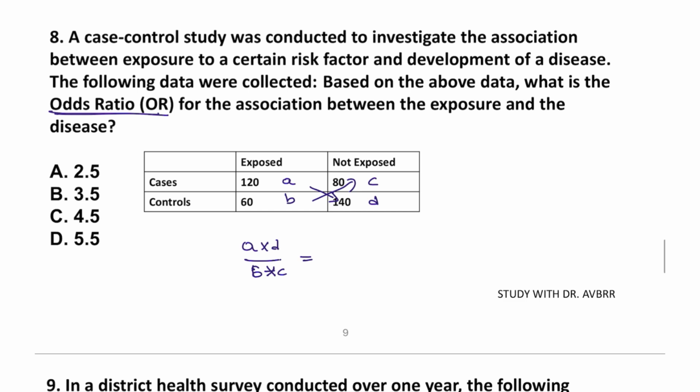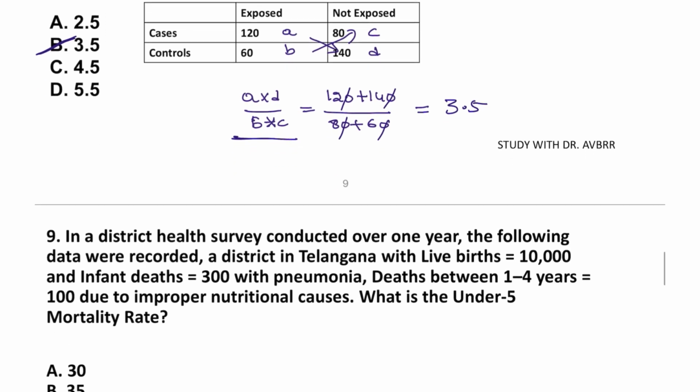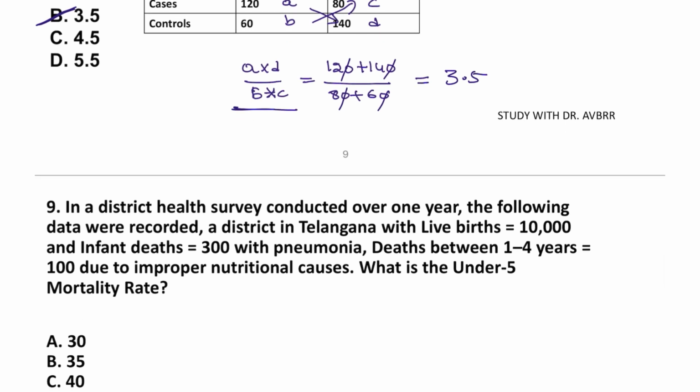So apply this: 120 plus 140, and then 80 plus 60. So how much will it be around, guys? Randomly you remove these zeros and simplify it. Then if you apply all this, you are going to get around 3.5. I am just explaining how to apply the formula. The calculation part you can do with the calculator in the exam itself. So don't get confused. Pause the video and apply this formula in your calculator.